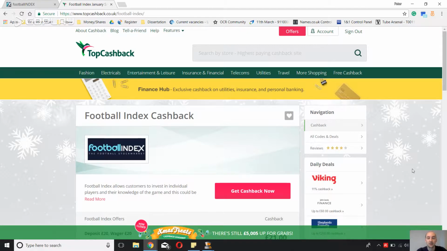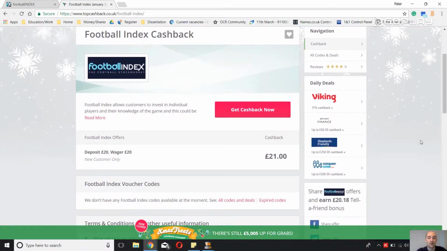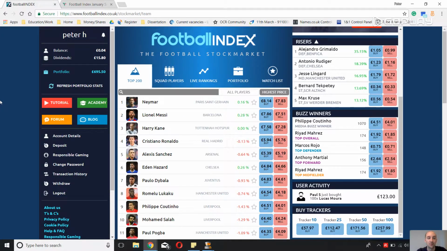I'm going to show you how to sign up to Football Index and also how to briefly use it for beginners. I went through a website called Top Cashback. You basically sign up to these and in the search bar up here you type in Football Index. As you scroll down you will see they are going to give you £21 cashback if you deposit and wager £20 on Football Index. To do this, you will click Get Cashback Now and it will take you through to the Football Index page where you'll sign up as normal.